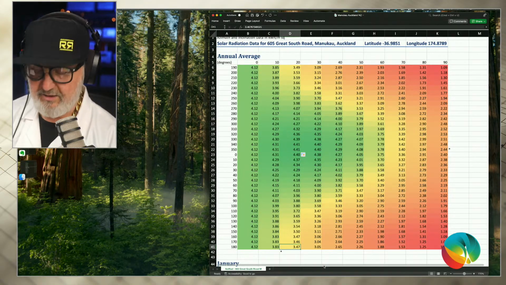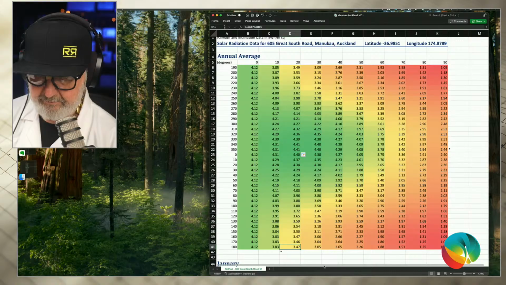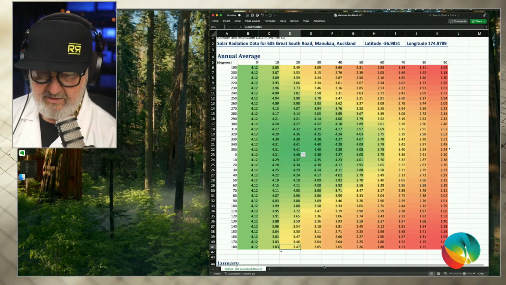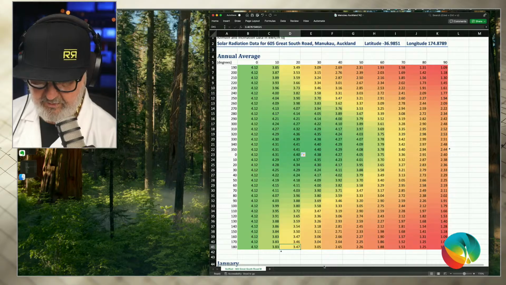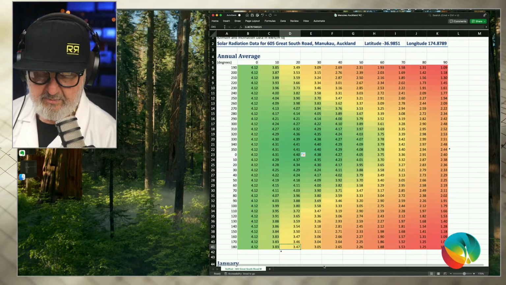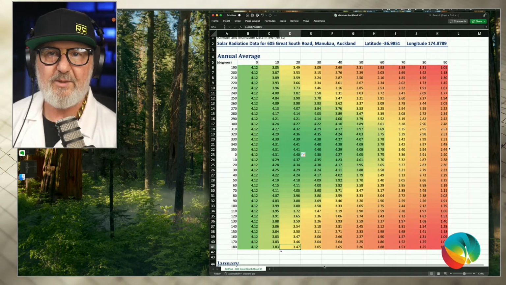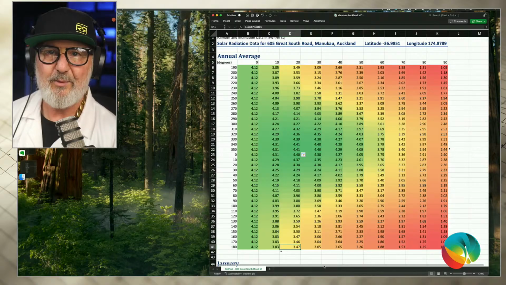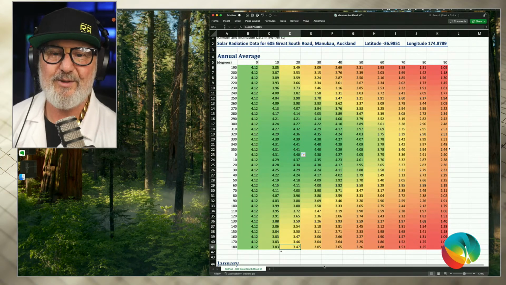Now, if I try and calculate what the difference is in terms of percentage, I'll take the worst, 3.47 peak sun hours, divide it by the best, 4.41, and it's telling me that my south-facing array is 79% as good as my perfect north-facing 20-degree array, or surface, sorry. So it's really only 20% worse off. It's not 100% worse off.